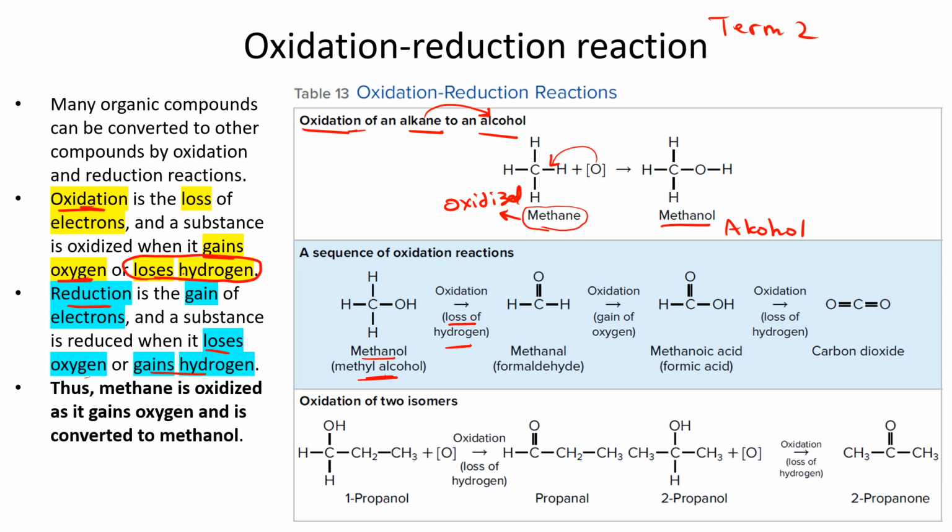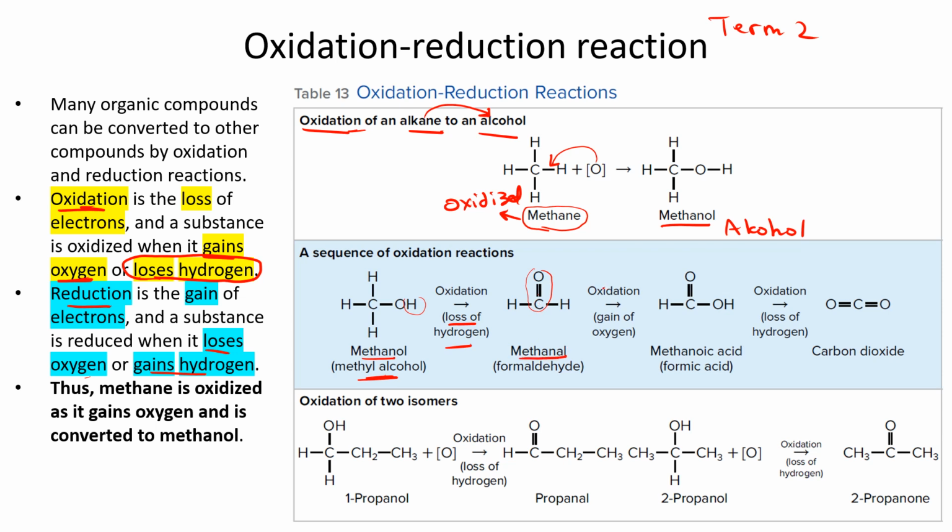Not getting oxygen, no. Losing hydrogen. So when you lose hydrogen, what will happen? You will have a double bond between the carbon and the oxygen. So you form an aldehyde, right? This is an aldehyde, methanal.